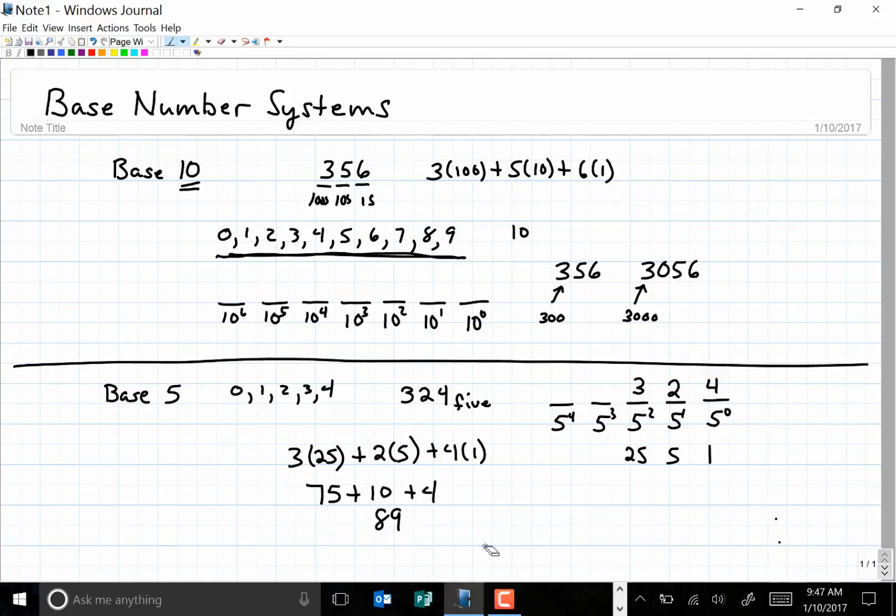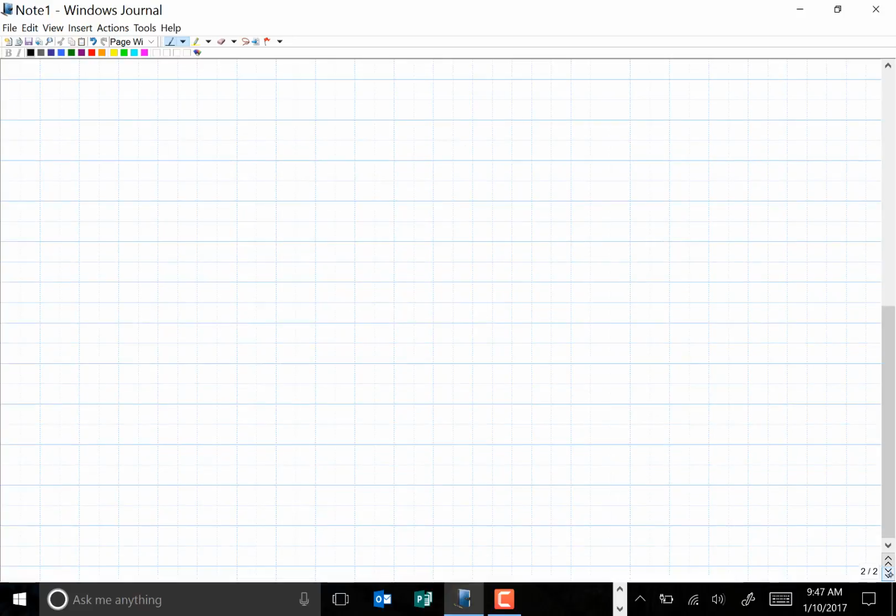So if we have a number in any base, we can easily convert it to base 10 by simply writing it in its expanded form in its particular base. So let's look at another example. Suppose I have a base 7 number. Then I would only have the digits 0, 1, 2, 3, 4, 5, and 6, because I only need 7 digits in a base 7 number.